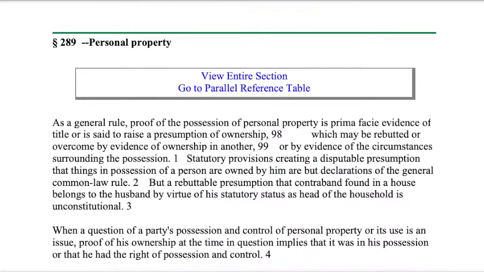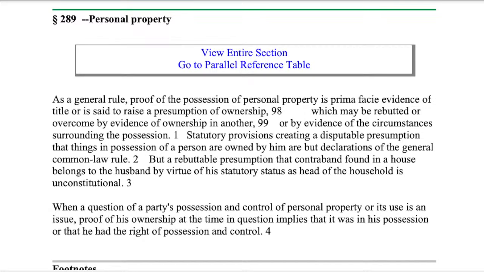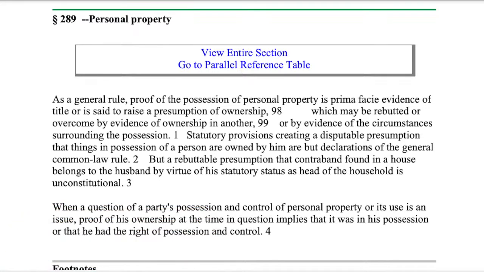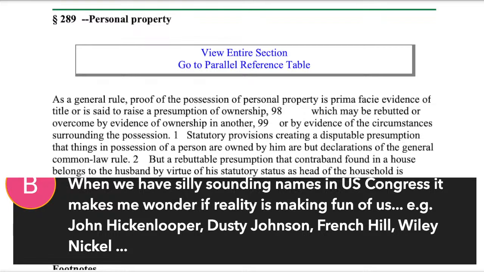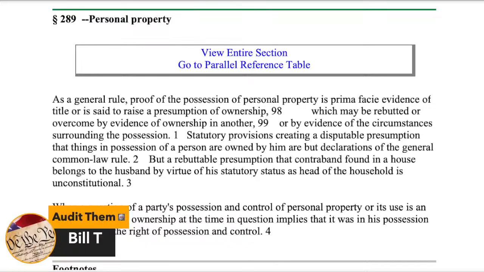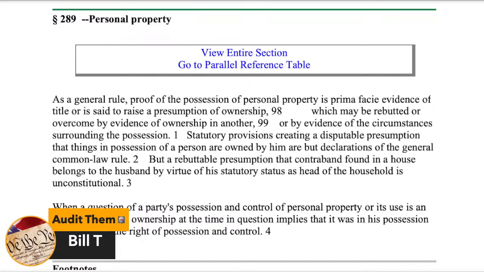Let's jump over here to the chat and see if we have anything else. Oh, yes, indeed. Here we go. We are cooking here. Bill Thomas says, when we have silly sounding names in U.S. Congress, it makes me wonder if reality is making fun of us. Yeah, John Hickenlooper and Dusty Johnson, French Hill, Wiley. Yeah, there's been quite a few. All right, let's continue on here.